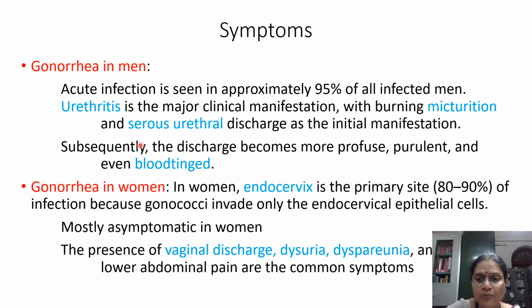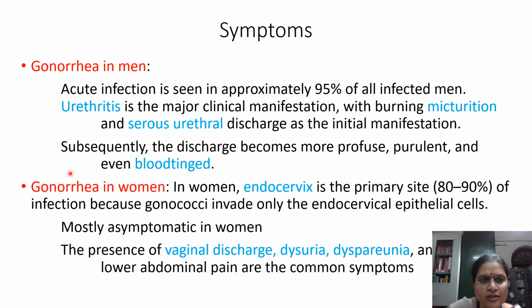But if the patient is not treated on time, what happens further is the discharges will become very profuse, very purulent, and also blood tinged. And during urination, blood will start coming along with it. So this will be the case in the serious untreated patients.